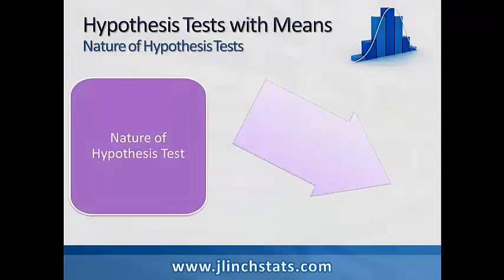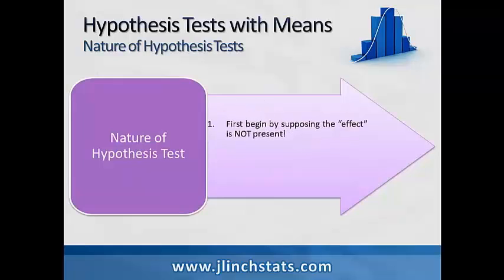Now let's talk about the nature of a hypothesis test. The first thing we do in a hypothesis test is begin by supposing the effect is not present. Next, we're going to see if data provides enough evidence against the supposition. So if a claim is made, we're going to assume that claim is true for the time being. We're going to try to sample enough data to see if we have enough evidence against that claim.